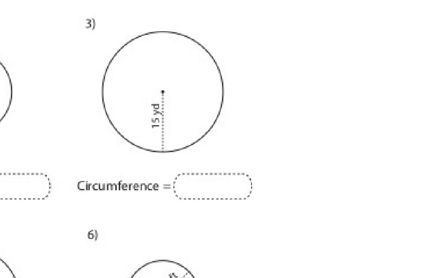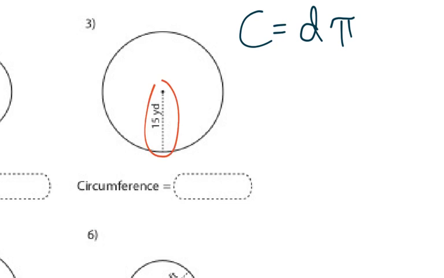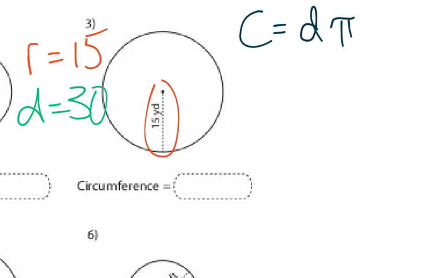Alright, number 3, I'm going to write the formula at the top of the page. Diameter times pi. And then the question becomes, did they give us the radius or did they give us the diameter? If they gave us the diameter, all we've got to do is just tack a pi onto the end of it. But if they gave us the radius, we've got to double it first. And they did give us the radius. So the radius is 15. So we've got to double it. So the diameter is 30. So the circumference is 30 pi.